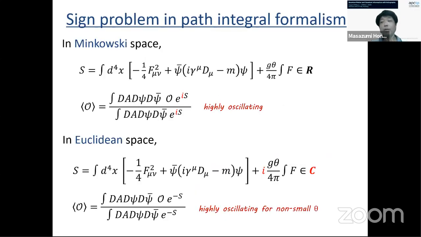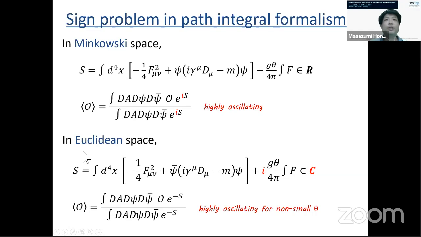And this model has a sign problem, a severe sign problem. First, if we consider Minkowski space with real time, then the vacuum expectation value, the Boltzmann factor is given by exponential i S, and this is highly oscillating. So we have a serious sign problem.